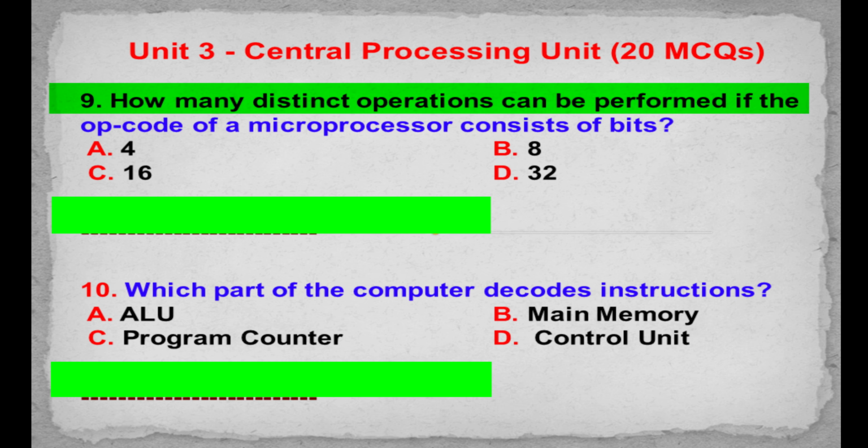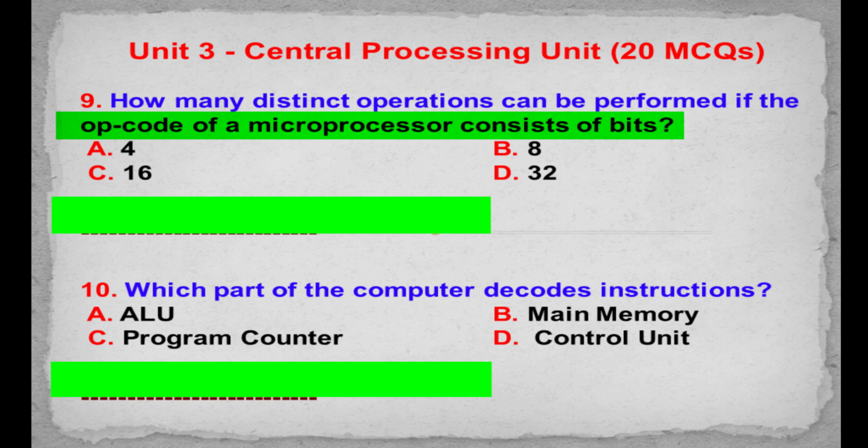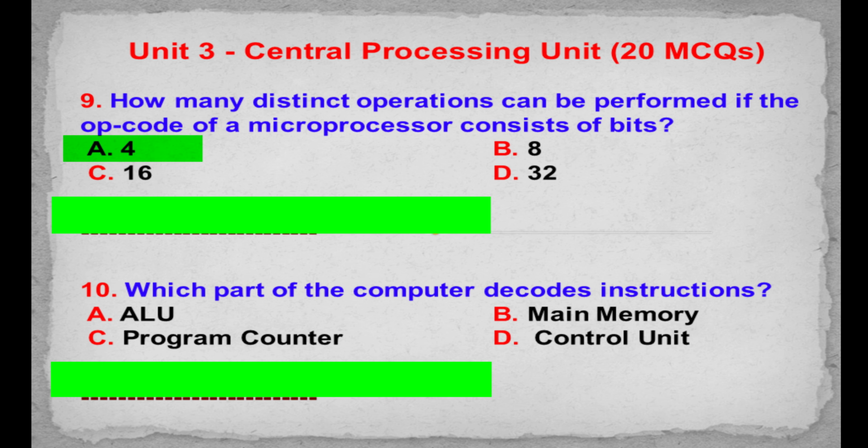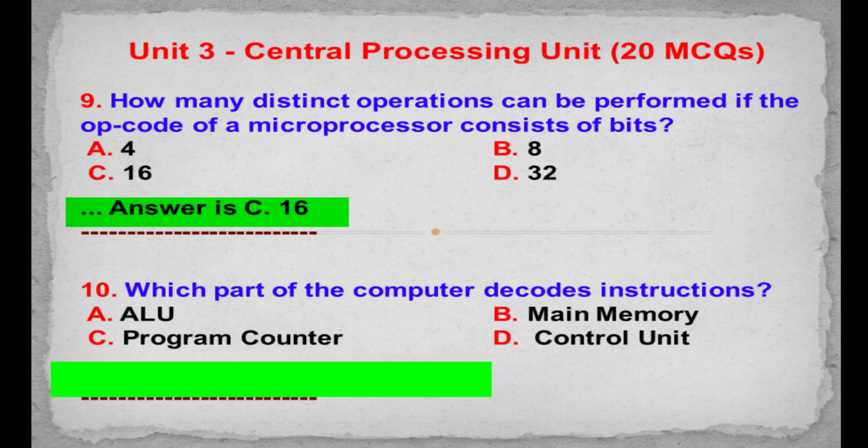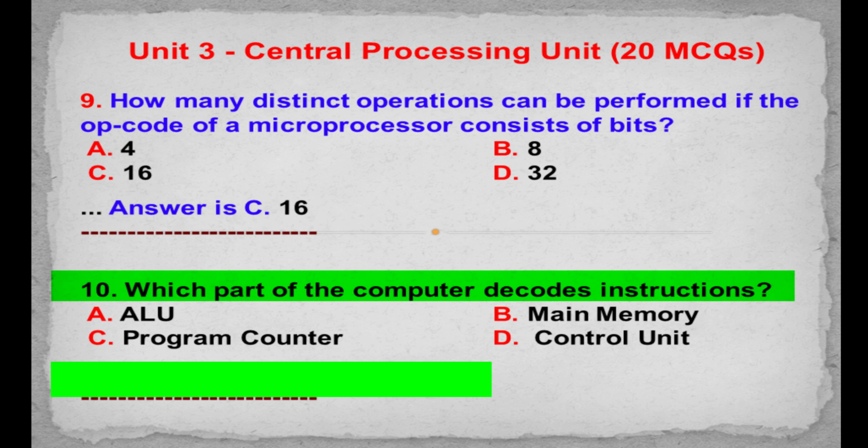MCQs number 9. How many distinct operations can be performed if the opcode of a microprocessor consists of 4 bits? Option A, 4. Option B, 8. Option C, 16. Option D, 32. Correct answer is option C, 16.